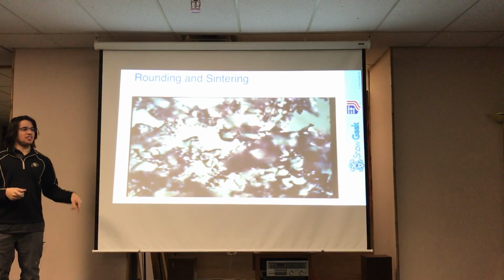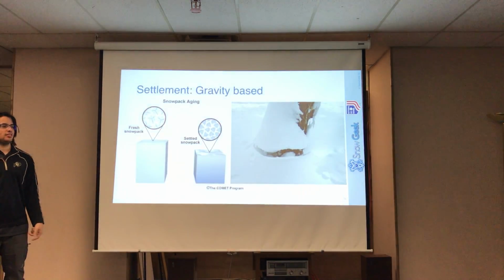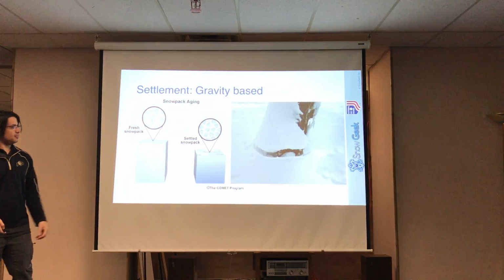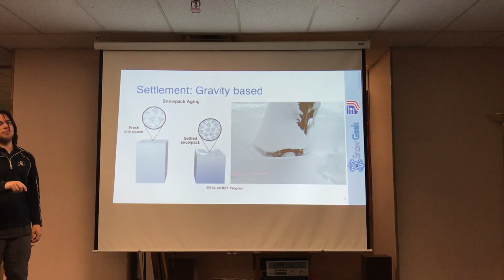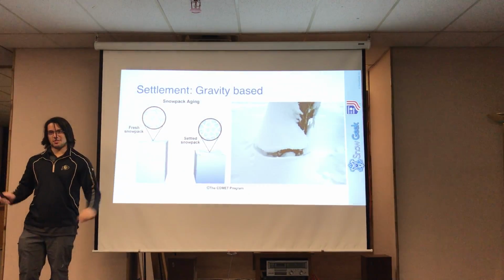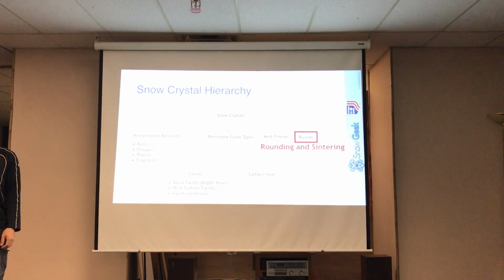And with rounding and sintering, there's a related thing that happens, and that's settlement. So gravity compacting down the snowpack, and you can sometimes see it happen like this. And there's other things happening in the snowpack, but we'll talk more about that. So that's rounds and how they round and sinter.